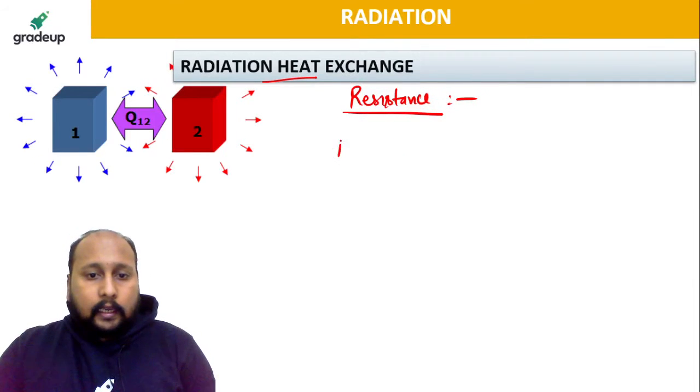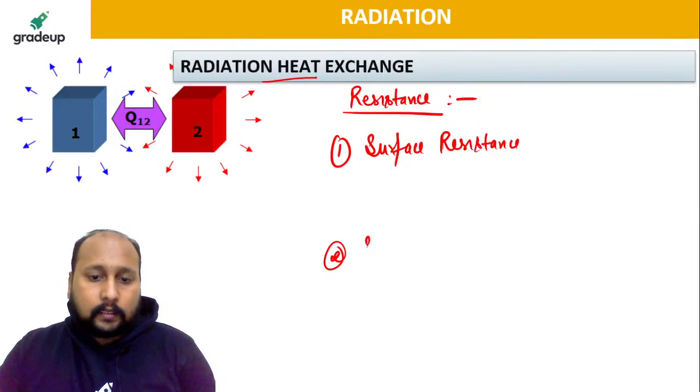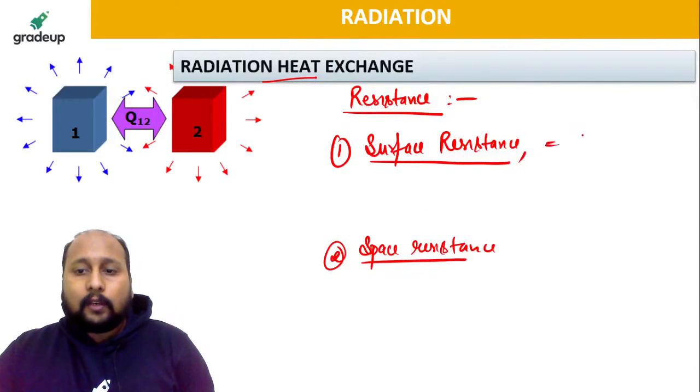Okay. Now, in radiation, we have a surface resistance and, second, a space resistance. I'm not going through the derivation, I'm directly giving the result. Now what is surface resistance? It is equal to (1 minus emissivity) upon (emissivity times A).